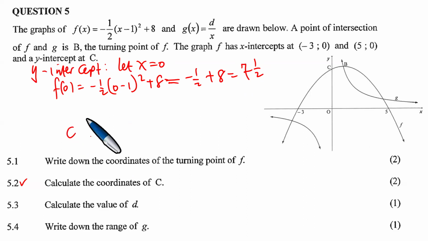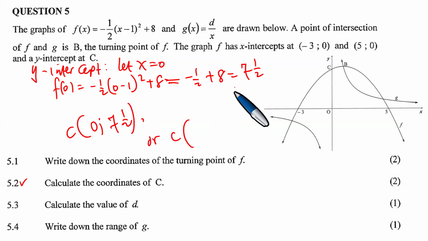Which means that the coordinates of C, when x is 0, y is 7 and 1/2. If you don't want to say 7 and 1/2, you can say that 7 times 2 is 14 plus 1 is 15 over 2. So you can write down the coordinates of C as shown there.